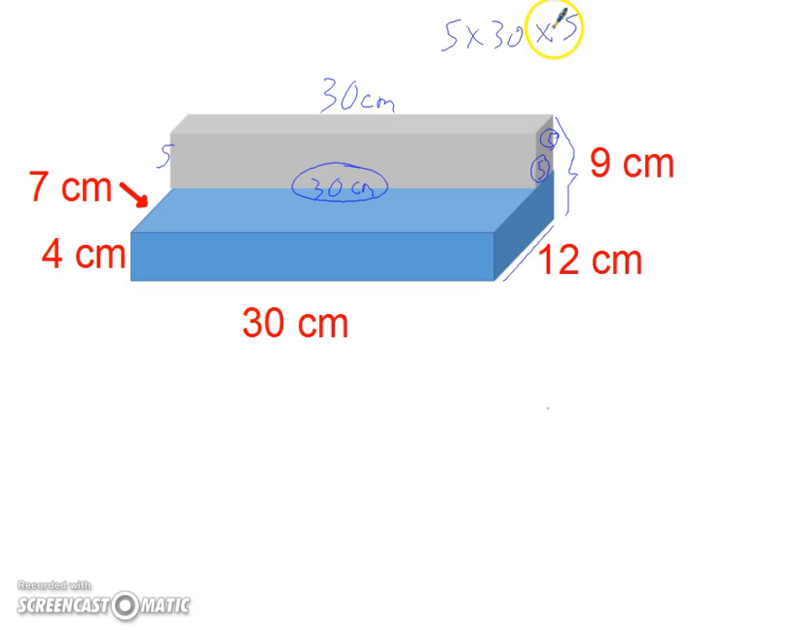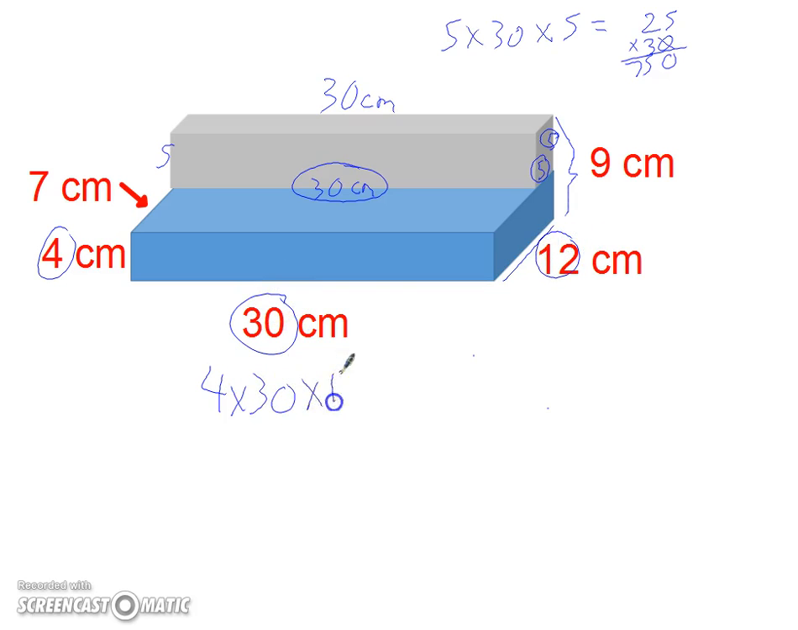I think I'm going to do 5 times 5 first, is 25. And then I got 25 times 30. I pin my 0. And I got 3 times 25 is 75, so it's 750 for the gray box. I'm going to go to the blue box. It's 4 tall right here, so 4. It's 30 long times 30, and it's 12 there, so 4 times 30 is times 12.